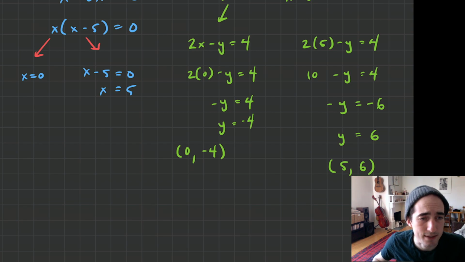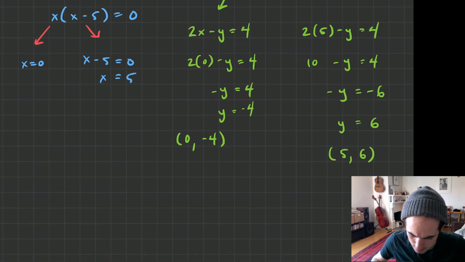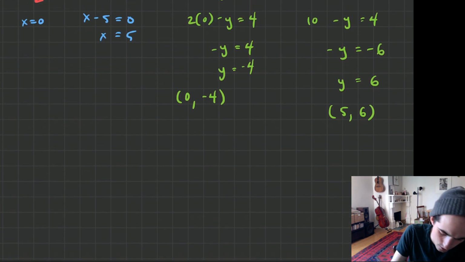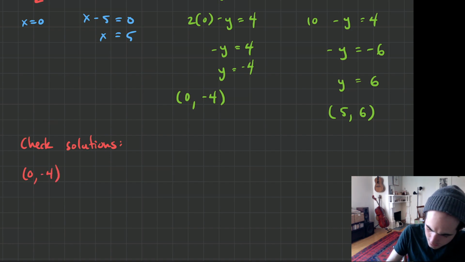Oh, and of course you can't see what I'm doing here, so let me just scroll up a little bit. Okay, that looks better. Now we're going to check our work. We should check our solutions. We have two solutions to check. I've got 0, negative 4, and I've got 5 comma 6.